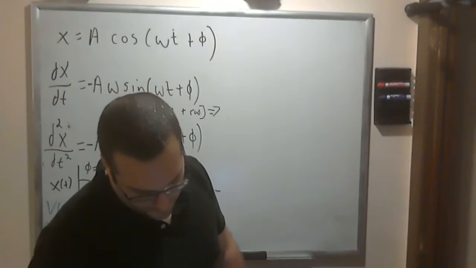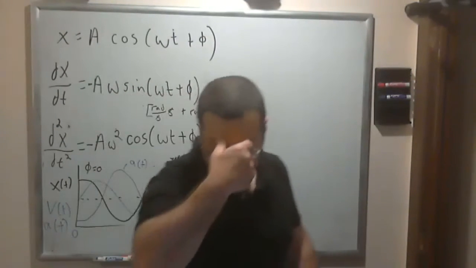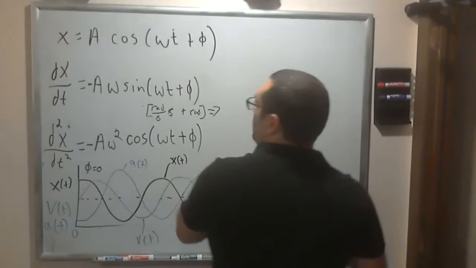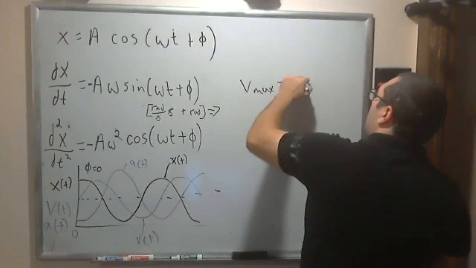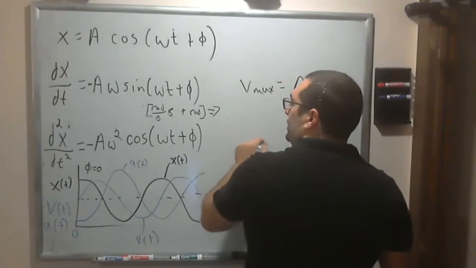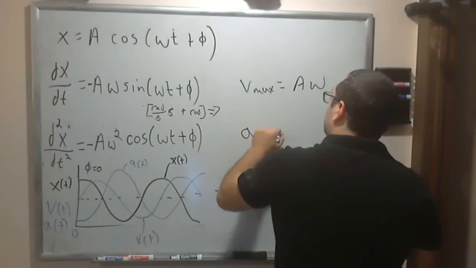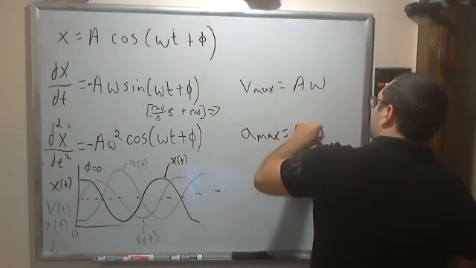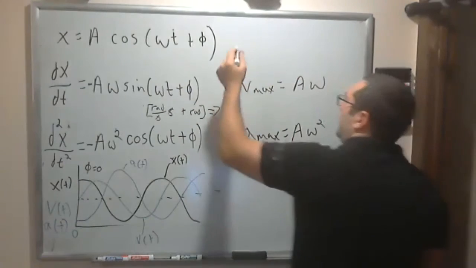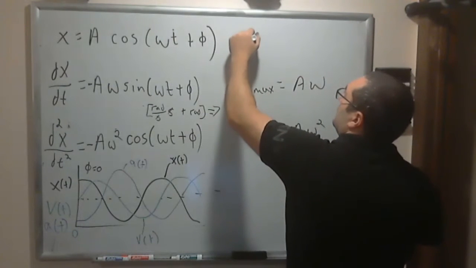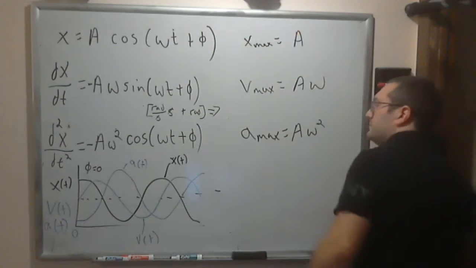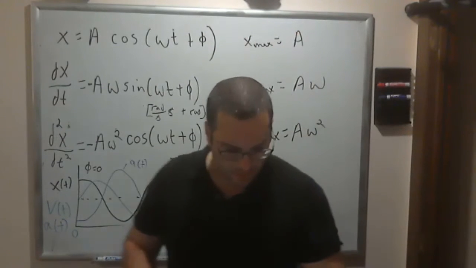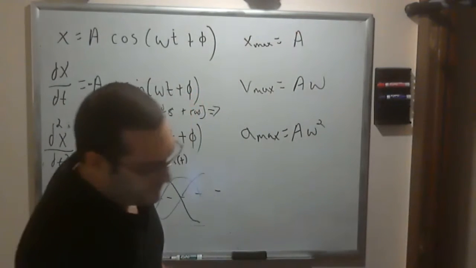So that V max is A omega, A max is A omega squared, and then here x max is just A.